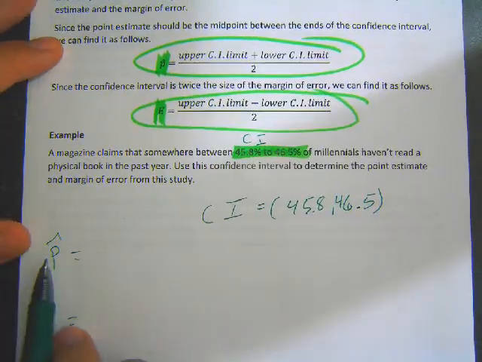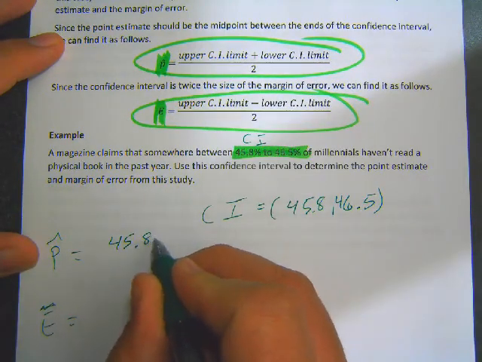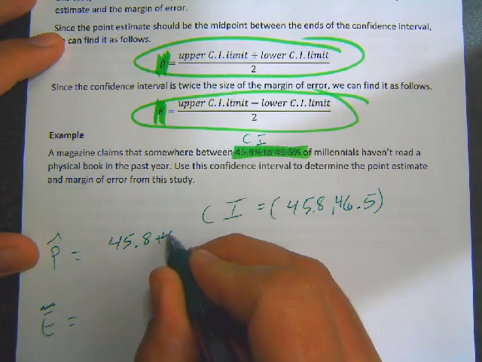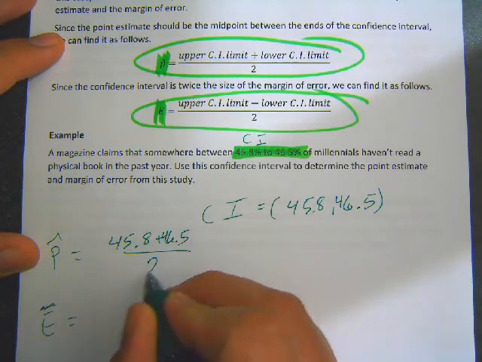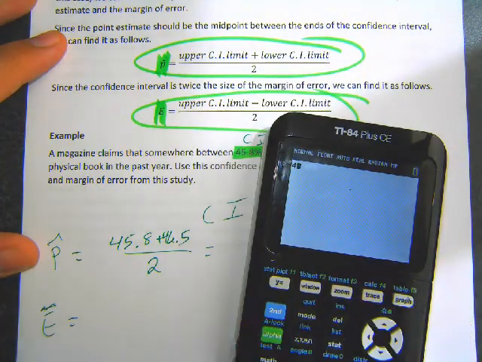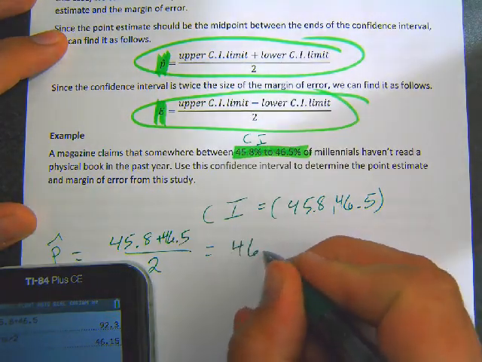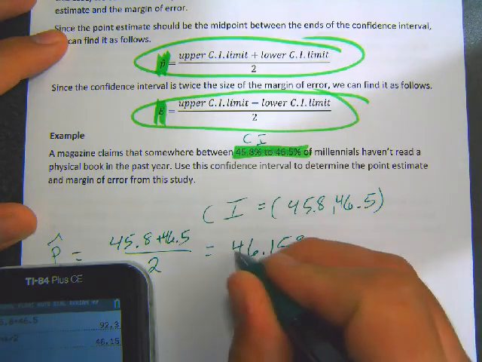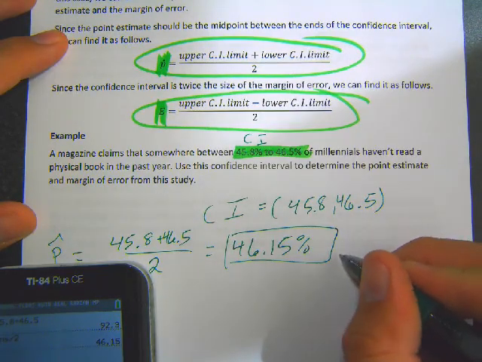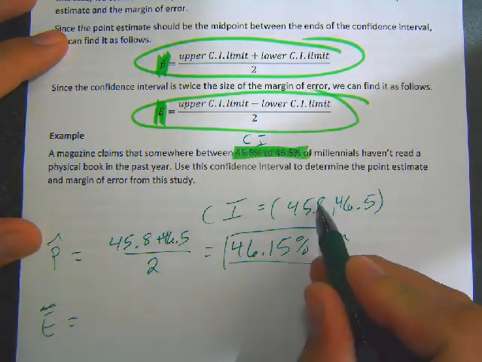So first off, to find the point estimate, we add the two numbers. So I'm going to take 45.8 plus 46.5, and then divide that by 2. So add them up, divide by 2. So I do 45.8 plus 46.5, add them up, and then divide by 2, and I see that 46.15 is actually what they got. That's the percentage, their point estimate, or p hat. So that's the middle number between these two. It should be literally in the middle.